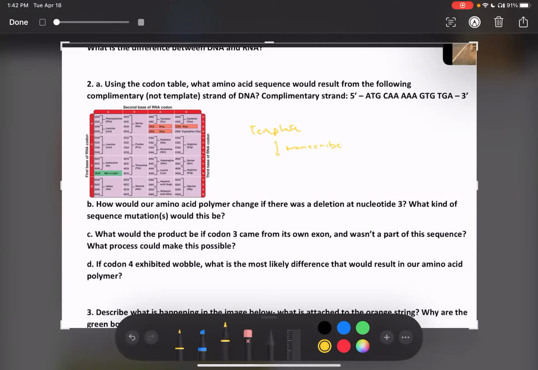We're going to take our template strand of DNA, and we're going to transcribe it into an mRNA sequence. We are then going to translate that into a polypeptide sequence, also known as an amino acid polymer. And polypeptides are also what we call proteins.